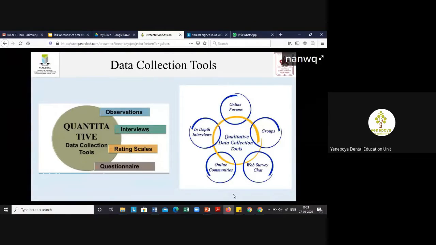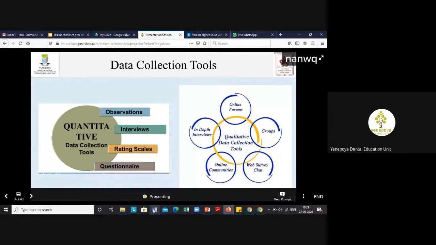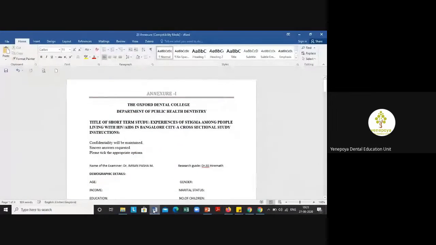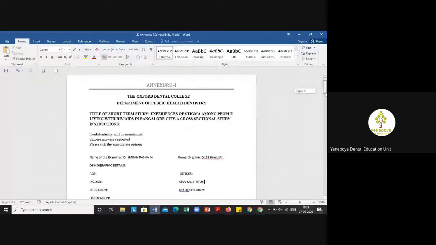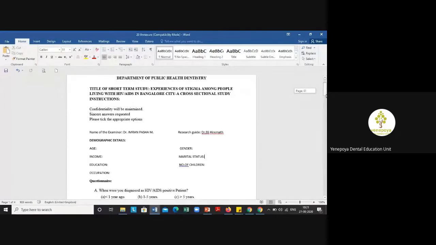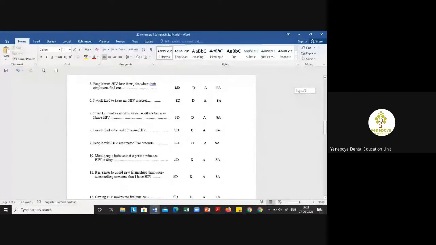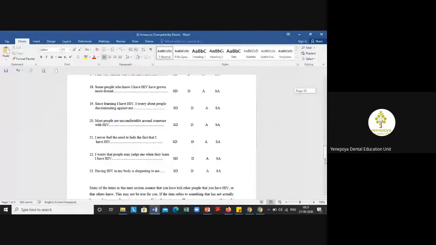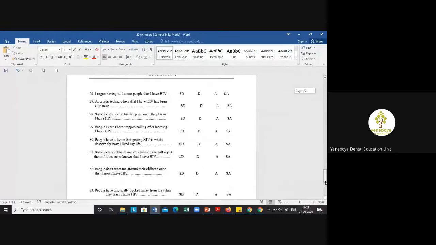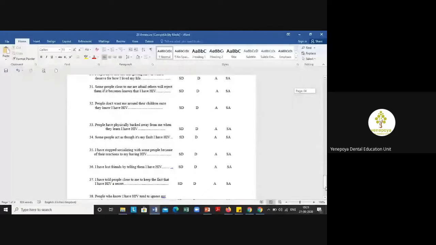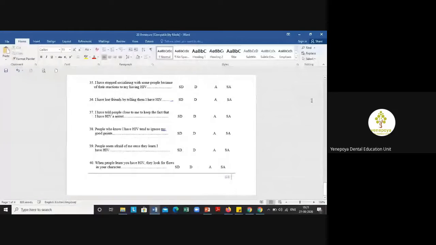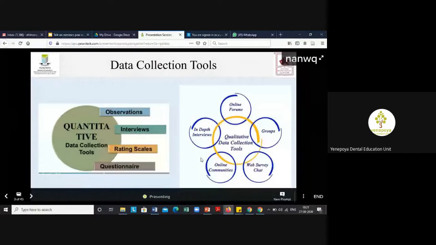What does it depend on? How do we design this data collection tool? Let me give you a brief example. This is one of the data collection tools I designed for an initial study of mine, which you can see as an annexure. It was my study on experiences of stigma among people living with HIV and AIDS in Bangalore. Basically, it was a questionnaire study, and it was a type of scheduled interview I had prepared. As a PG, you are very much interested. I had around 40 questions for my first short term. That is basically a data collection tool for you.